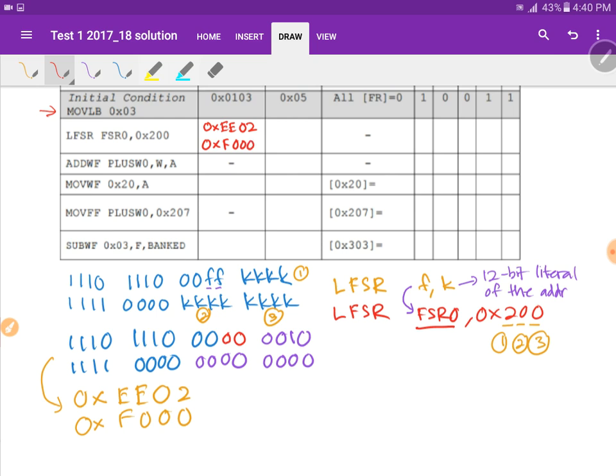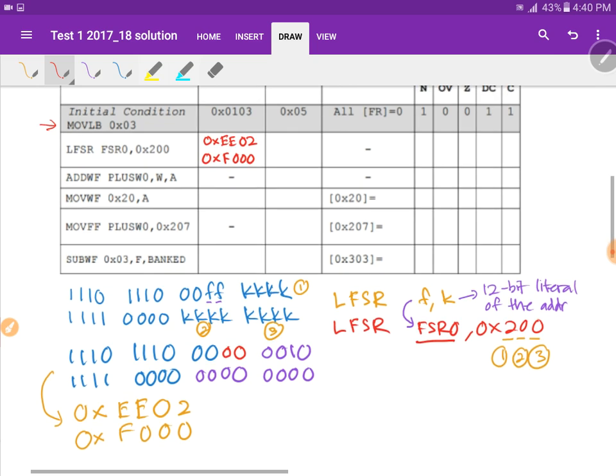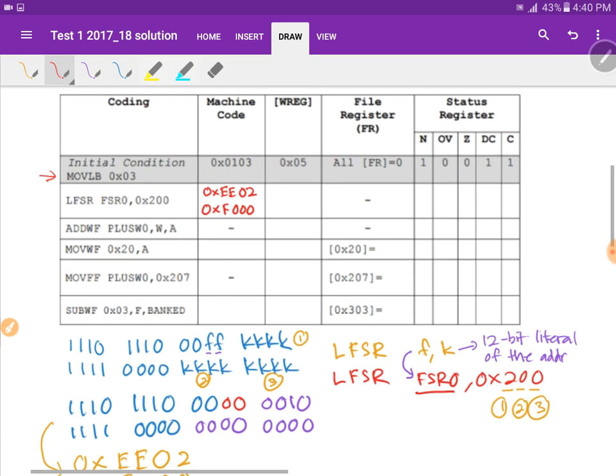Now when we execute this instruction, does it affect the working register? Let me just bring this down back so that you can see. Does it affect the working register? No, it doesn't affect the working register. So what will be the content of working register? It will remain the same.